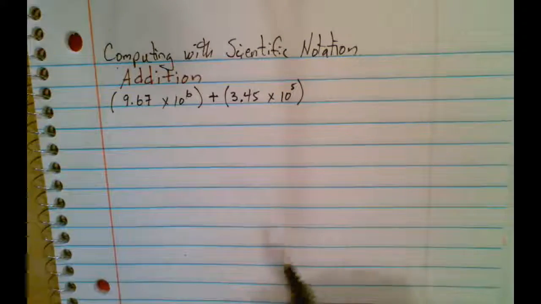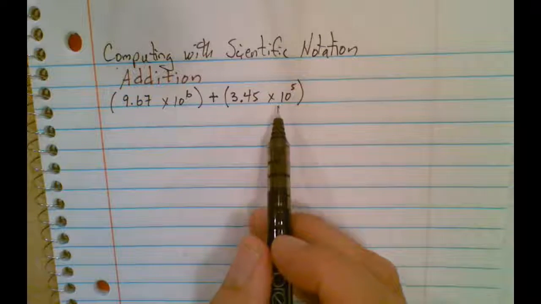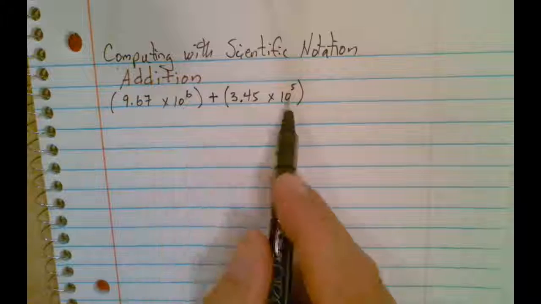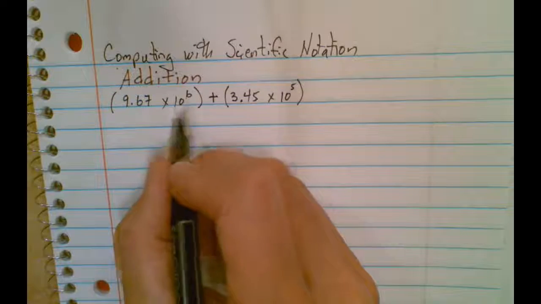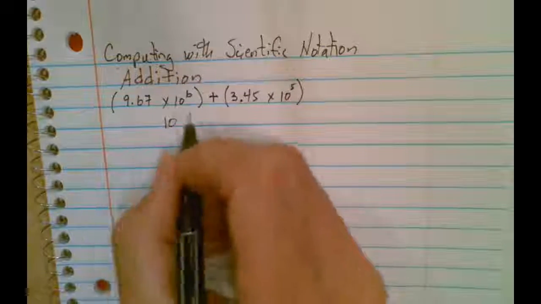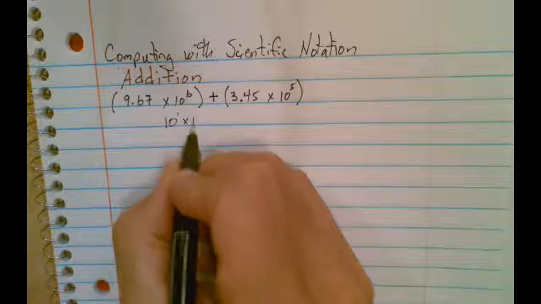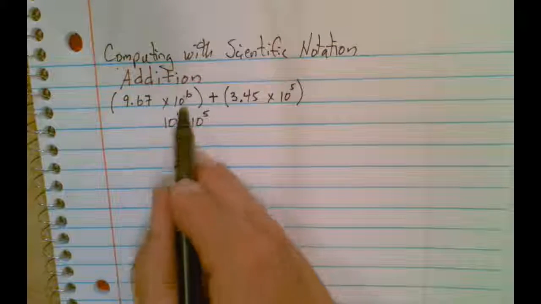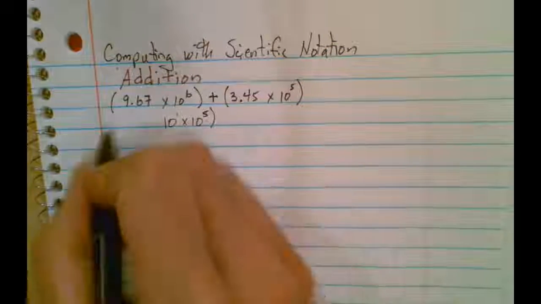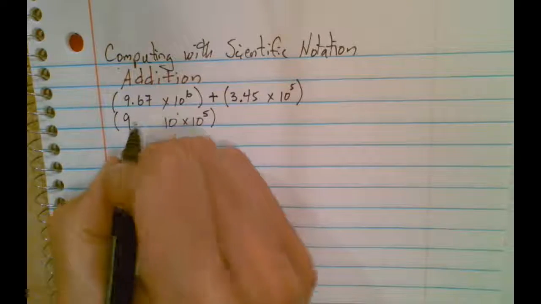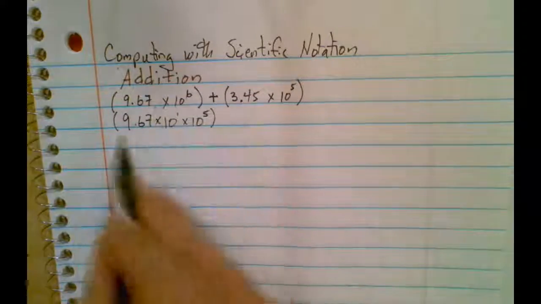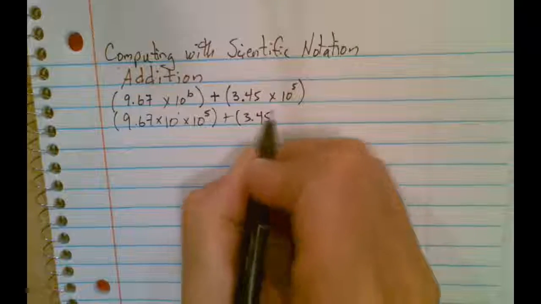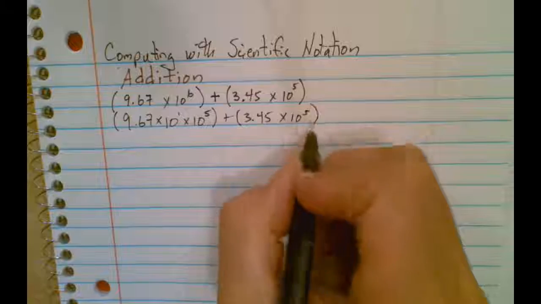I've got two things that are close to each other, but they're not exact, so I need to adjust one of these. The first thing I'm going to do is take this 10 to the 6 and write it as 10 to the first power times 10 to the 5th, because with the same base multiplied, those together make 10 to the 6. And 9.67, I'm going to fill in the rest here. So I've changed this to look like this, plus 3.45 times 10 to the 5th.